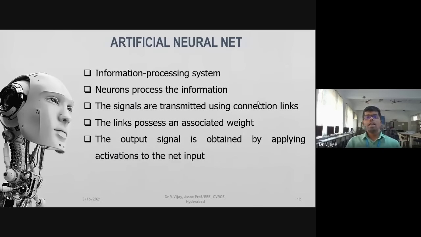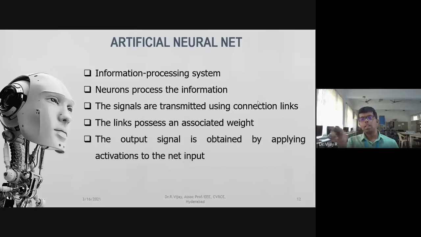If you take an artificial neural network, it is an information processing system. Neurons process the information inside the artificial neural network, and the signals are transmitted through connections.